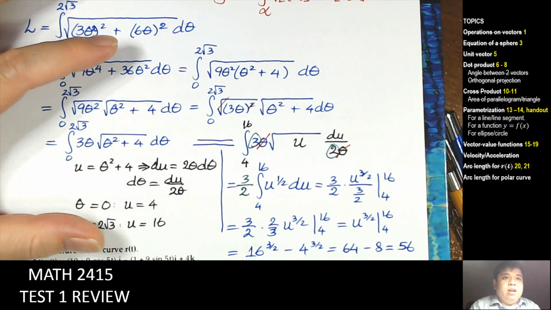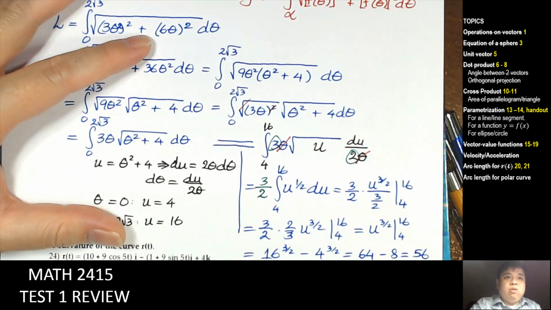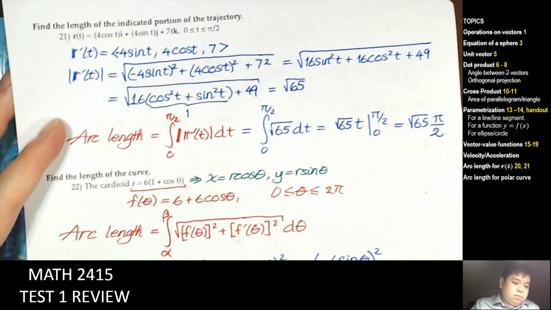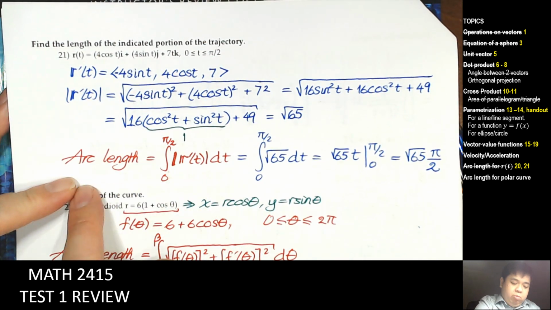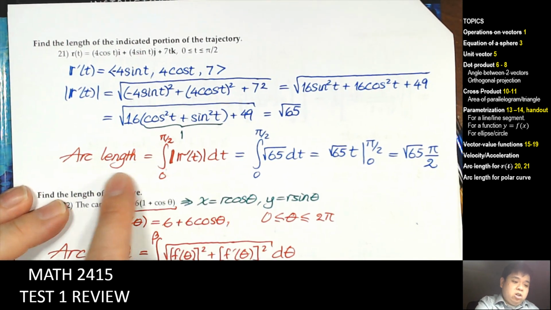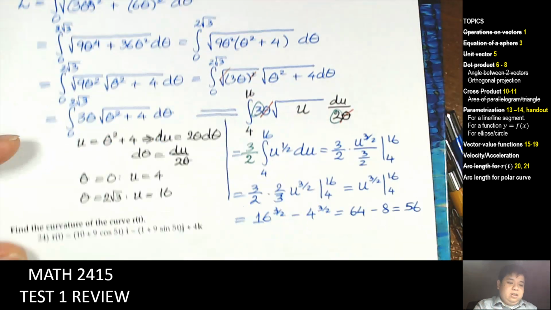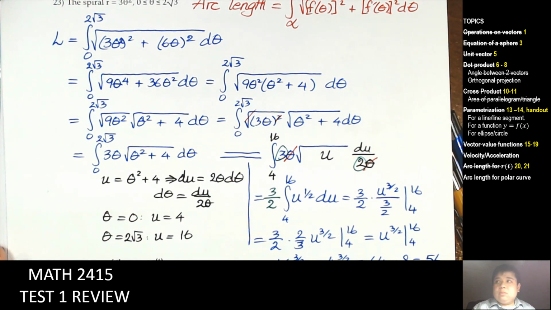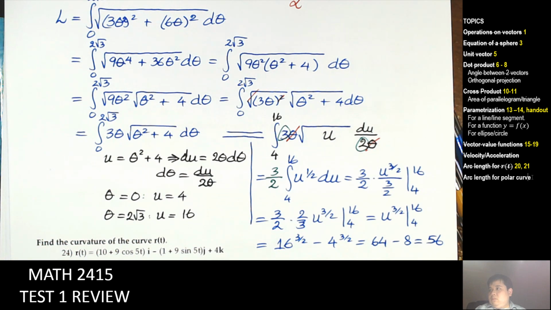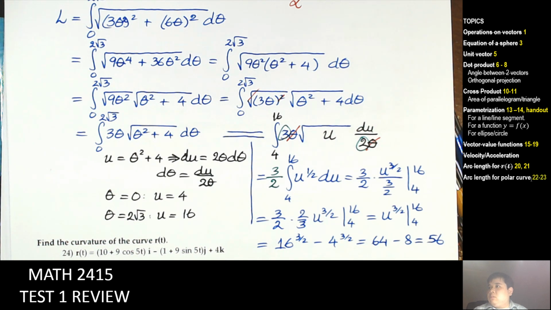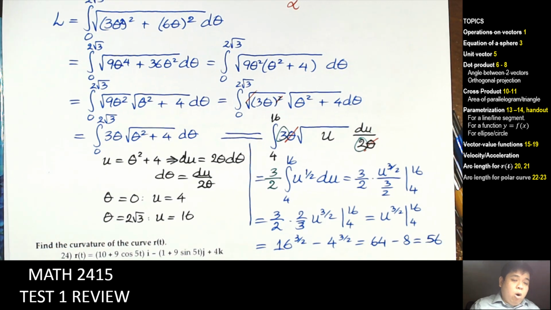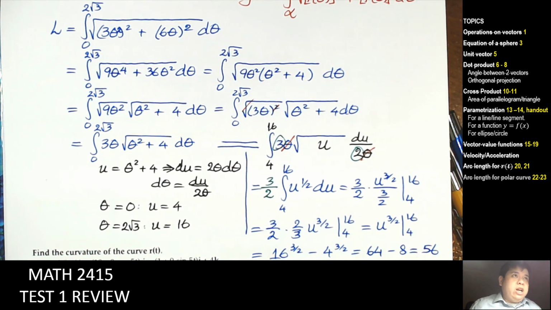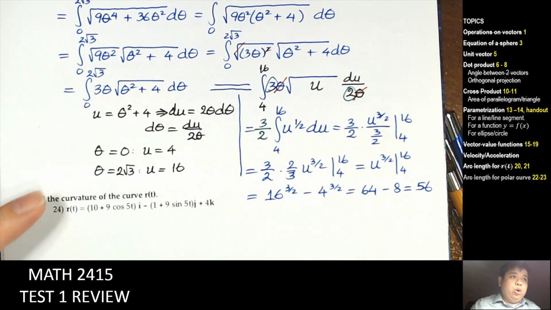So that covers the arc length for the polar curve given by that formula, and for the parametric vector valued function given by this formula. And that's all the topics we need to know for test 3. We're going to do this one in class.